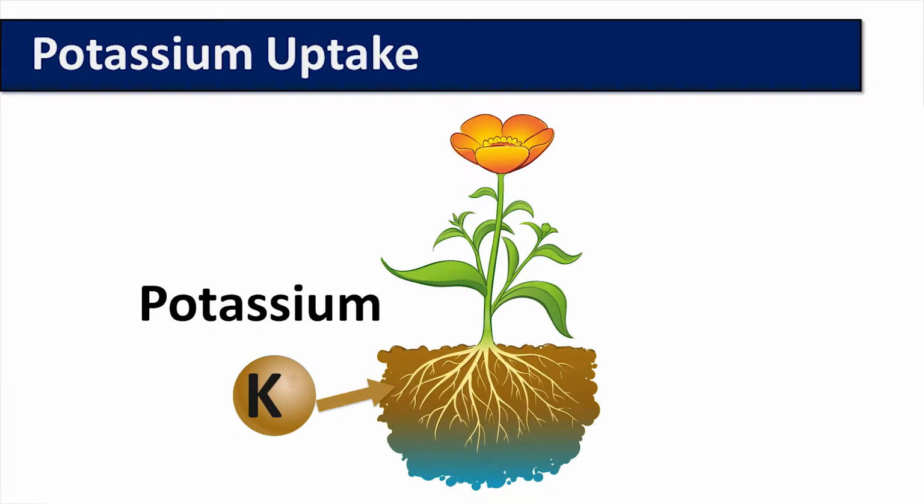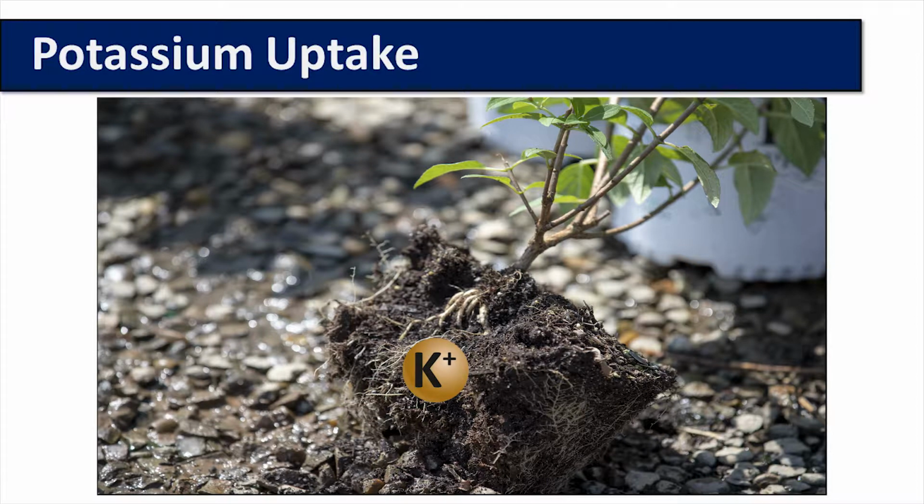Potassium uptake is a passive process. It is a positively charged ion which can be easily taken up into the plant. Once potassium is taken up into the plant, it is mobile.